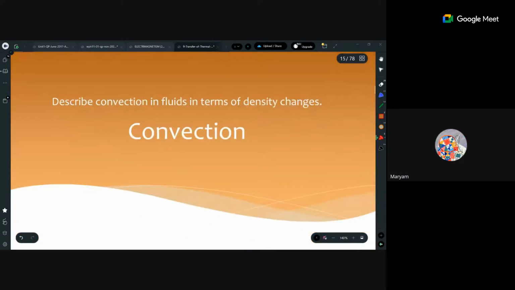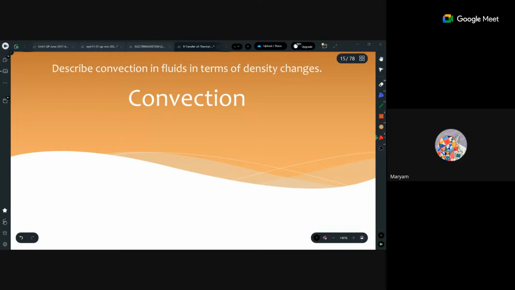So next part is convection. Actually, convection, you know, in fluid terms, is in terms of density change.